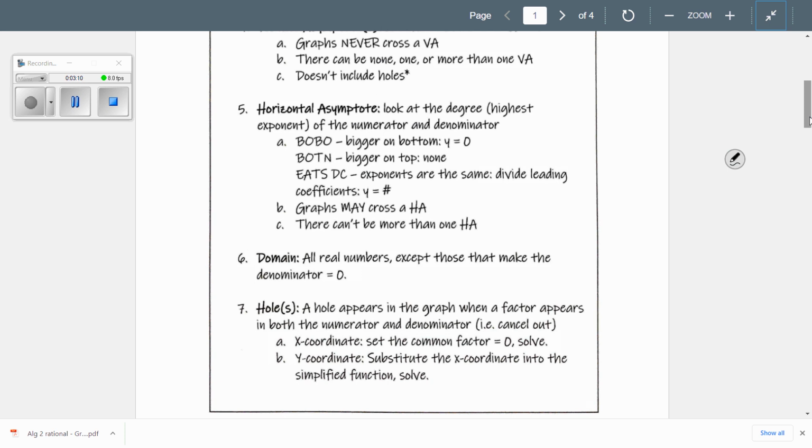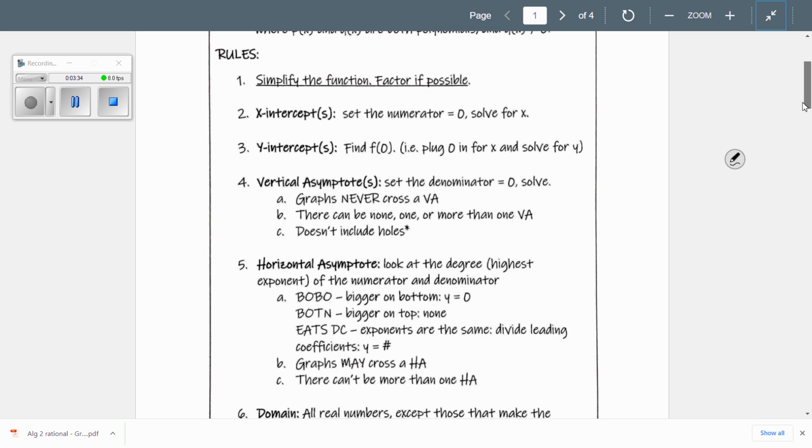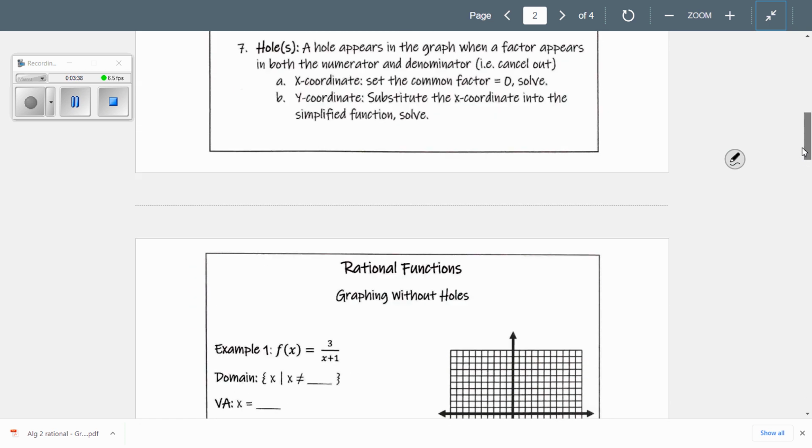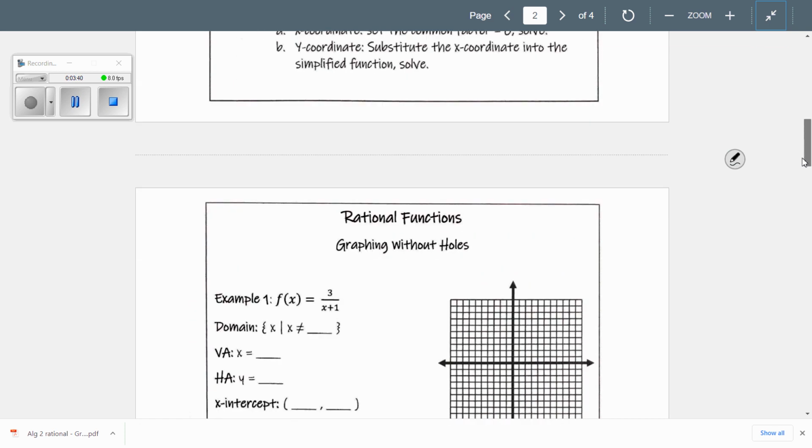Then it says holes. Number 7, holes. A hole appears in the graph when a factor appears in both the numerator and denominator, or they cancel out. That's the example. Then it says A, the x-coordinate, set the common factor equal to 0, and then solve. And then y-coordinate, substitute the x-coordinate into the simplified function and solve. Okay? Well, remember, all of these are important to do. We are graphing without holes, so we don't need to do step number 7.